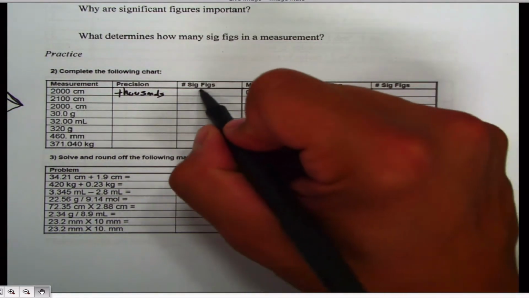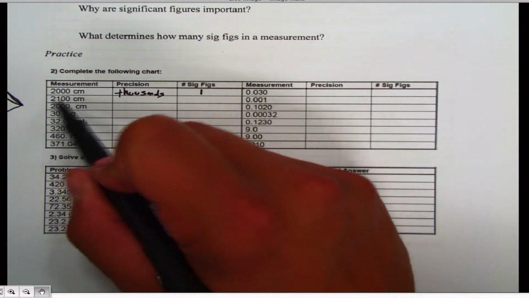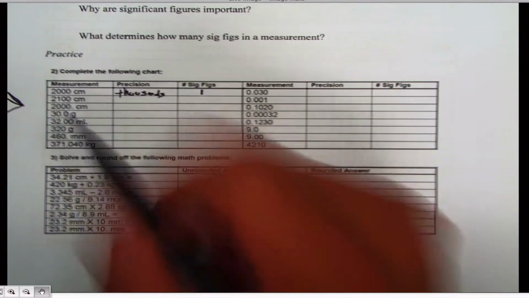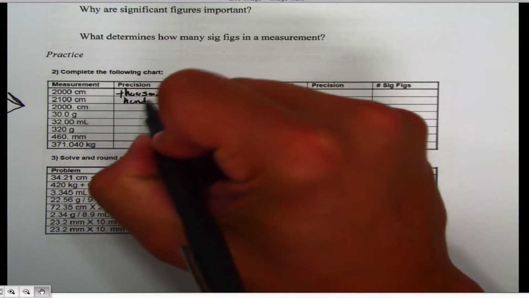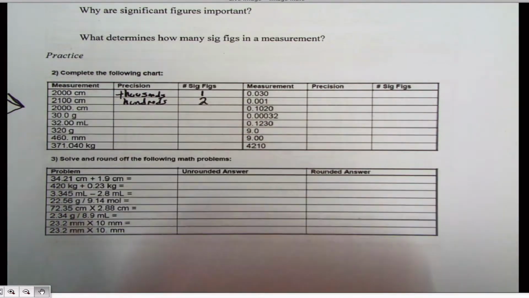How many significant figures? 1. All right, this one. What's my precision? Well, now I have a 2 and a 1. That 1 is measured in the hundreds. Okay, so I'm measuring in the hundreds. How many significant figures? 2. The 2 and the 1.